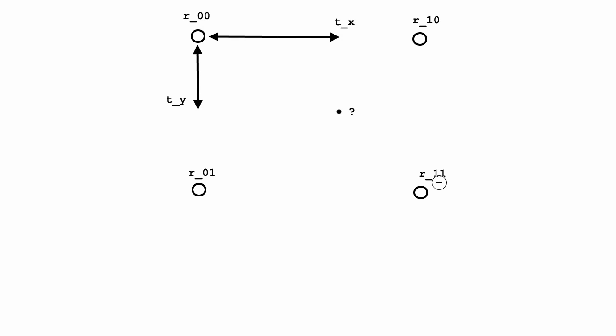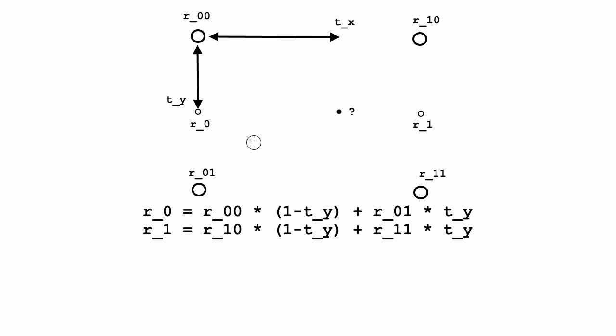Okay, so now let's talk about how we break this down. To start off, we're going to compute our R0 and our R1 as values in between the top and the bottom. To do this we can just use two linear interpolation algorithms. R0 is just a value between R00 and R01 as shown here, and it varies by t_y. We're using t_y to show how much we vary in between. And we do the same thing with R1. We compute that as a value between R10 and R11, and it also varies by t_y.